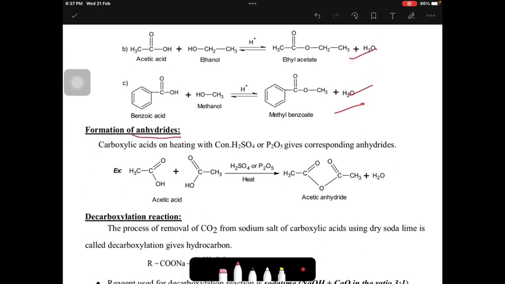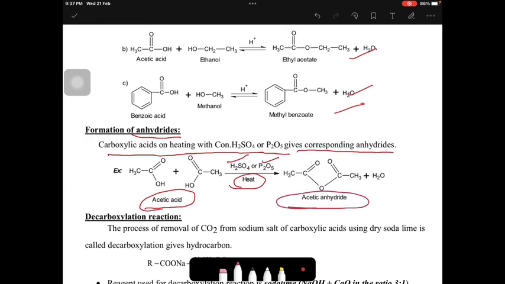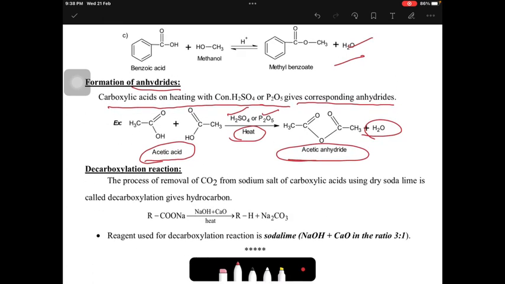Formation of anhydrides. Carboxylic acid on heating with concentrated sulfuric acid or P2O5 gives the corresponding anhydride. See here, acetic acid upon heating with sulfuric acid or P2O5 gives acetic anhydride by losing a water molecule.